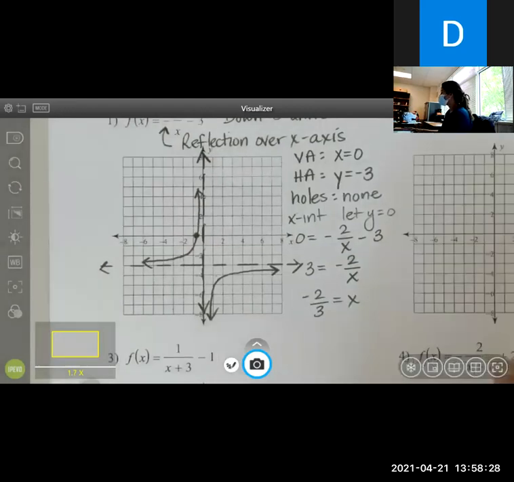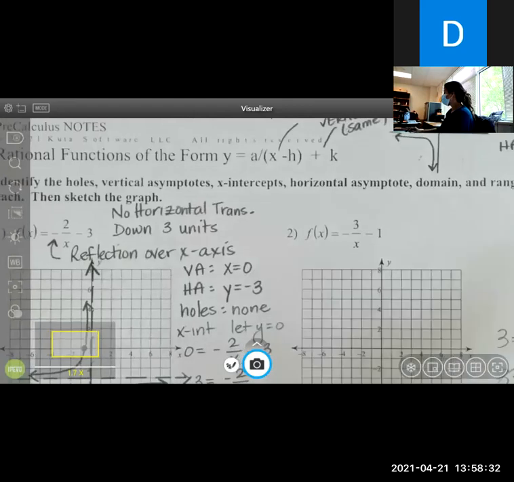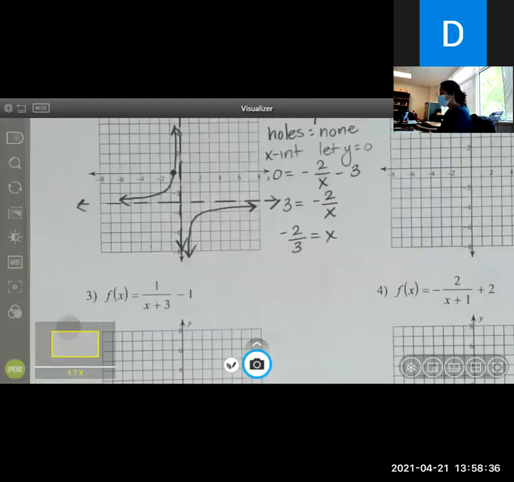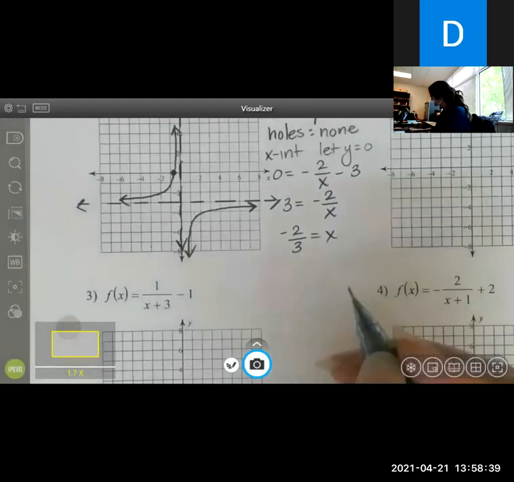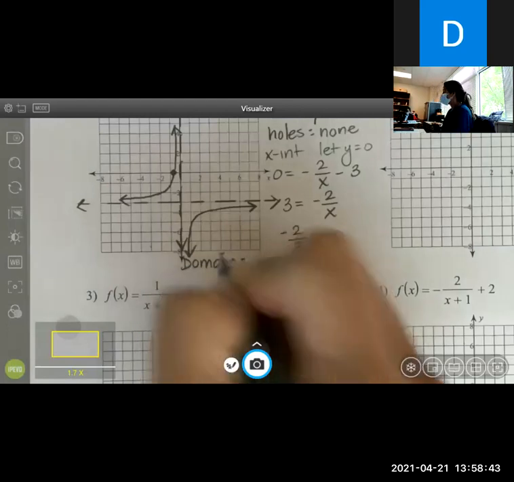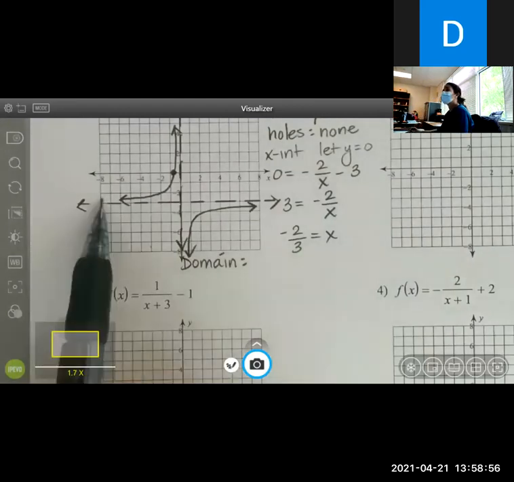Okay, looking up at the instructions, the next thing we are going to do is domain and range. Coming up here, I know we're running out of space, but if you write small enough, you'll be able to do it. So domain. Domain is what x values are being used to graph these two curves. If you look at these two curves, when we do domain, we always trace the graph from left to right.